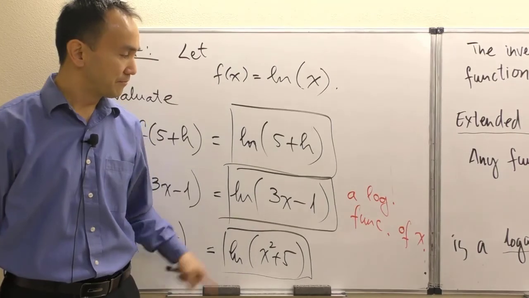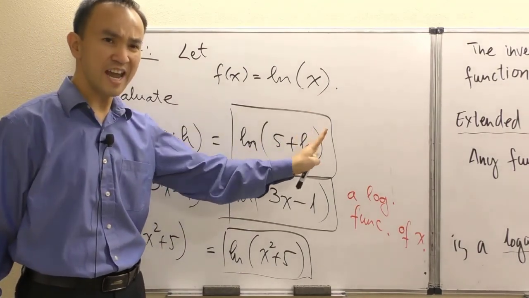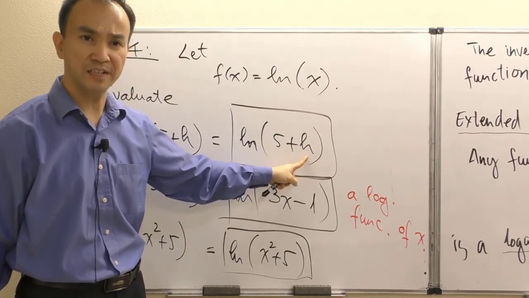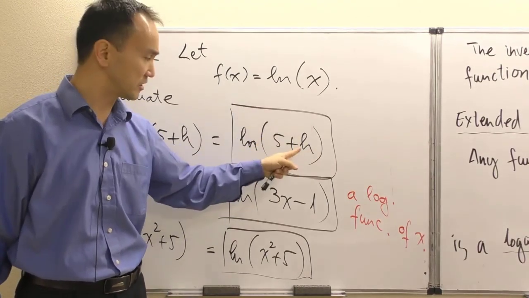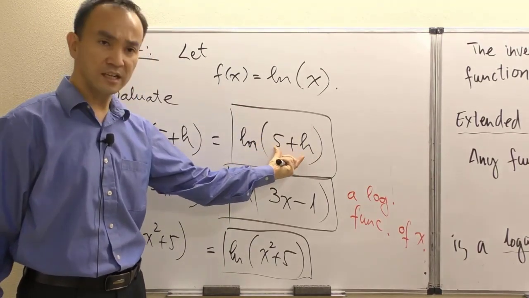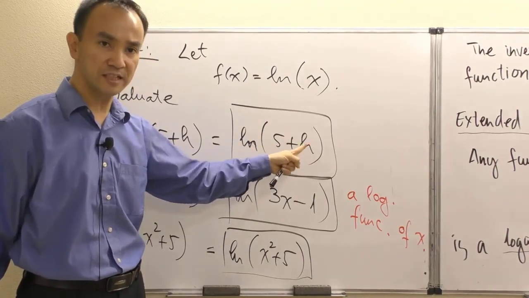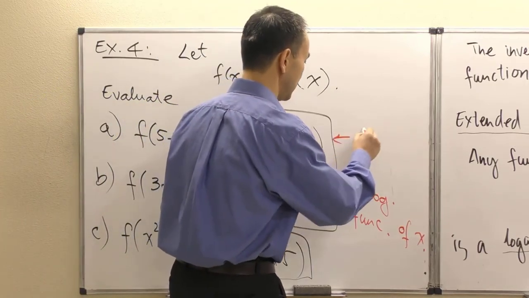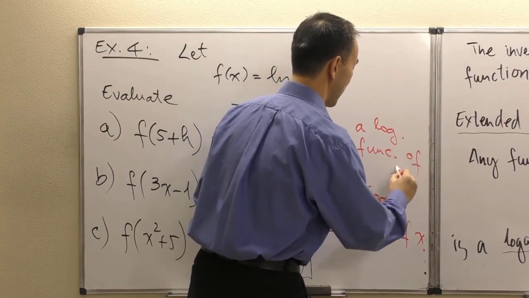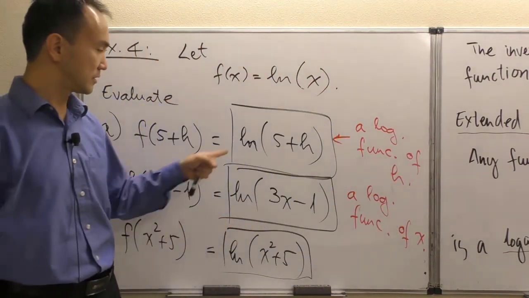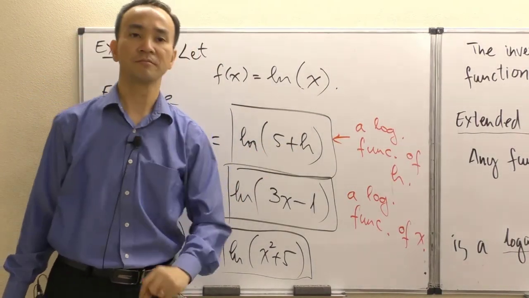Okay, what about that one? Yes, we have an expression, it's no longer x, but if we are targeting h right here as the variable, and 5 is surely just a constant, a given value right here, then in the end it's a linear expression of h. So this is a logarithmic function of h. See, natural log of h plus 5, a linear expression of h.